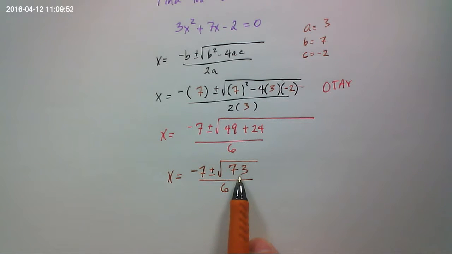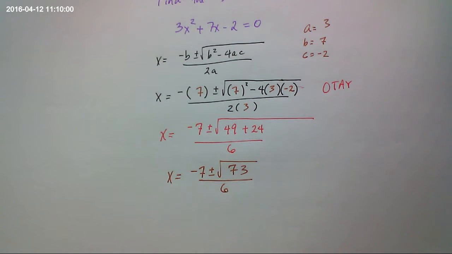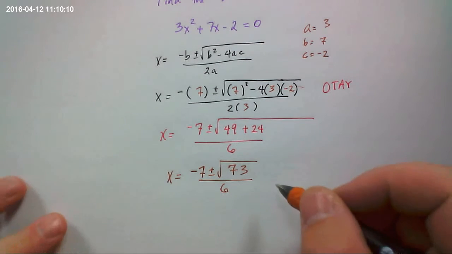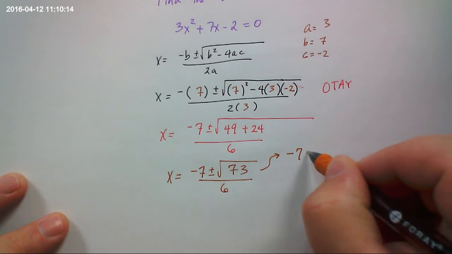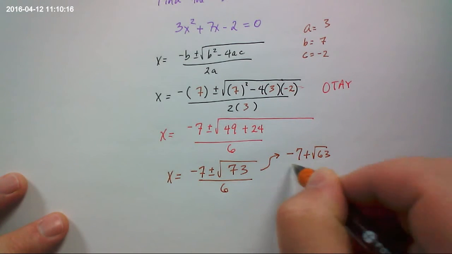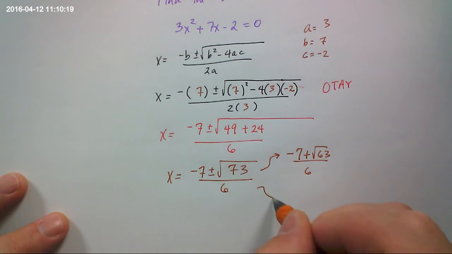Like the square root of 73, what would that be close to? Between, like, 9 squared is 81, right? And 8 squared is 64, right? So it would be in between those, right? So it would be 8 point something. Okay. So let's go ahead and set up our two equations. Negative 7 plus the square root of 73 divided by 6, and the other one is? Minus.